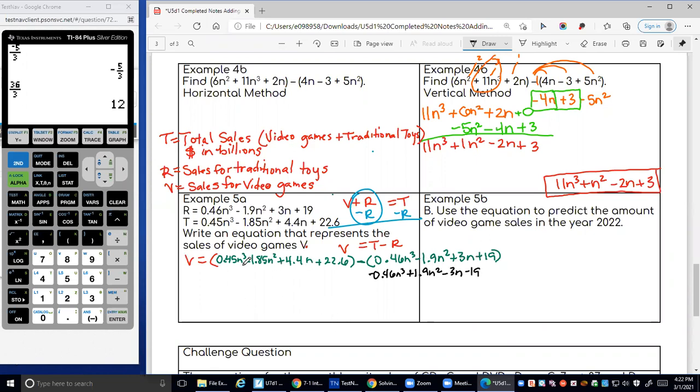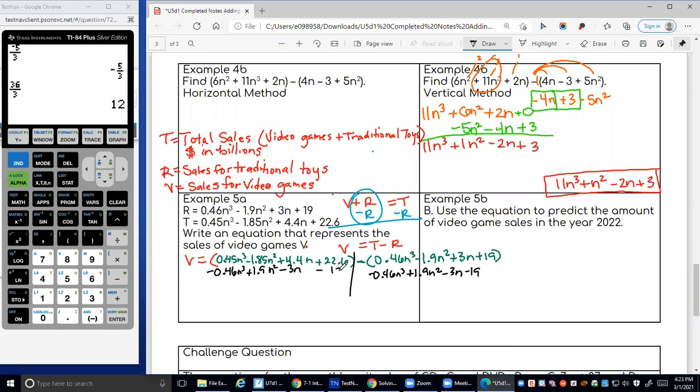And I'm going to be lazy. I'm not going to rewrite this. It's already in standard form. So I'm just going to put a line, and I'm going to say, okay, let's stack them. Negative 4.6 n to the third. Plus 1.9 n to the second. Minus 3n.